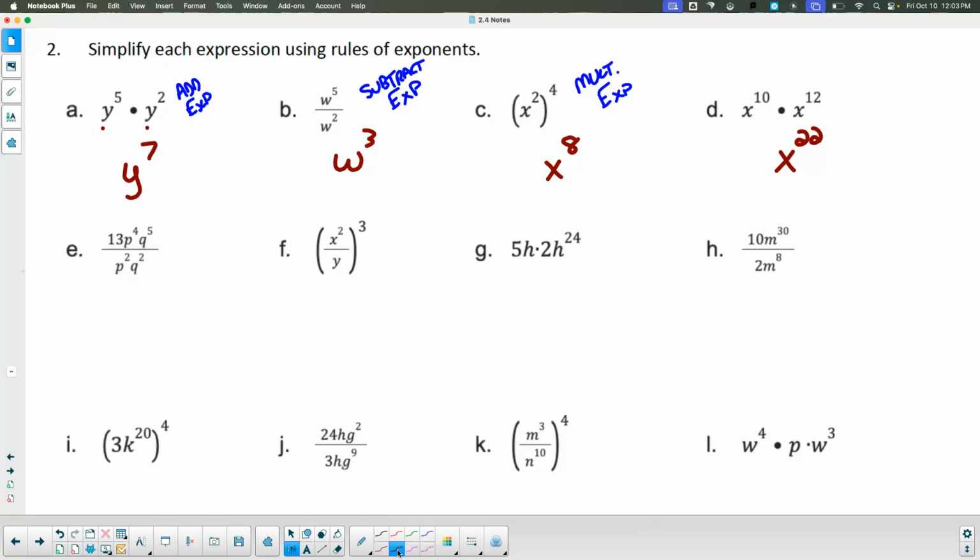In E, we do a combination of B. So first I'm looking at p's here, and I would say to myself, which top or bottom has more p's, and the top has 2 more p's. Then I would look at the q's. The top has 3 more q's on it. The top also has the 13 on it. So this is going to simplify to 13p squared q cubed.